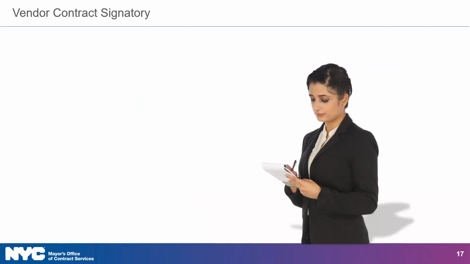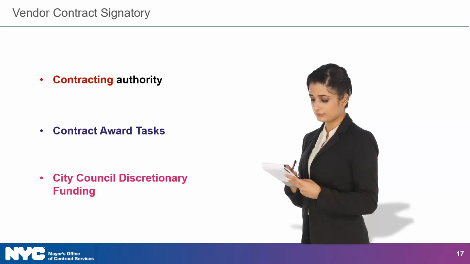Similarly, the vendor contract signatory must have the authority to sign contracts with the city on behalf of the organization. They are also required for completion of contract award tasks. They need to review and sign the contract between their organization and the city for it to be registered with the Comptroller's office. For nonprofits who are applying for City Council discretionary funding, a vendor contract signatory is needed for that process as well.